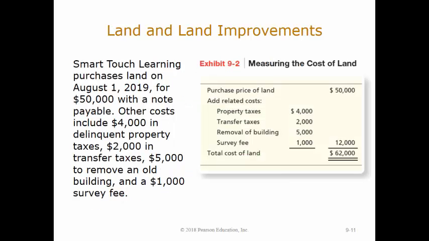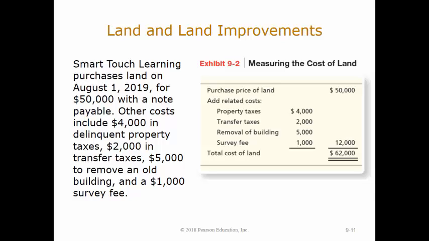Assume that Smart Touch Learning buys land on August 1st for $50,000 and pays for it with a note payable. Other costs related to this transaction include $4,000 in delinquent property taxes, $2,000 in property transfer taxes or fees, $5,000 to remove an old building from the site, and $1,000 for a survey of the property. All other items are paid for with cash. What is the cost of the land on Smart Touch Learning's books?